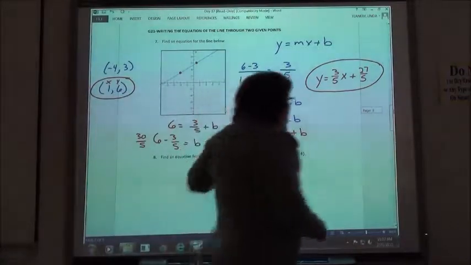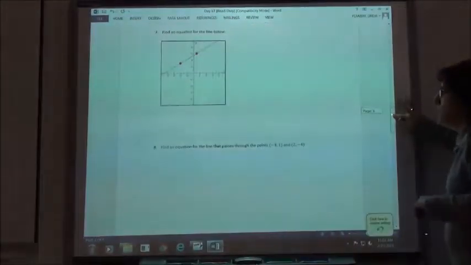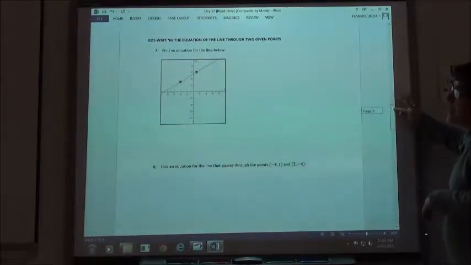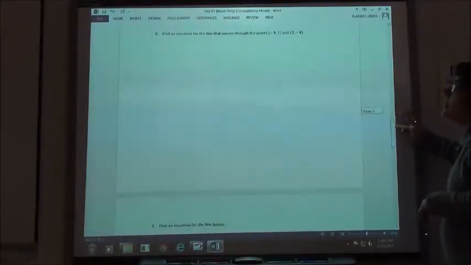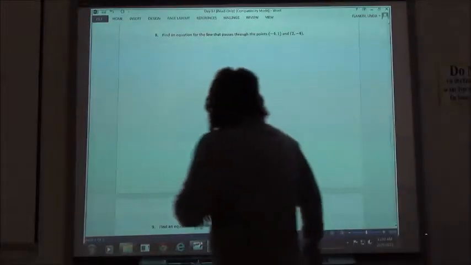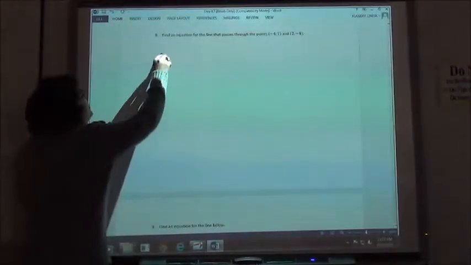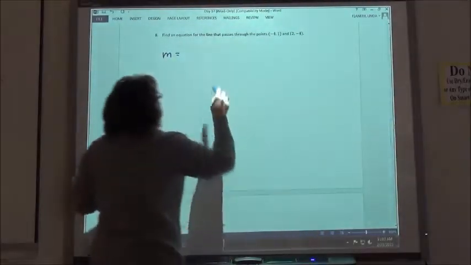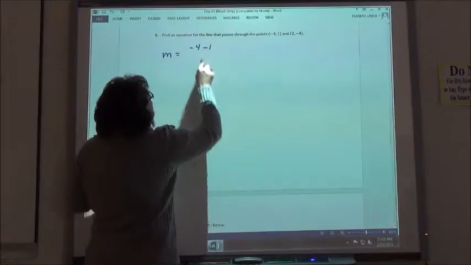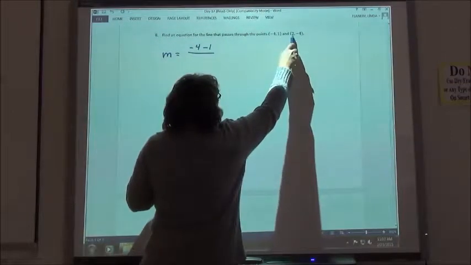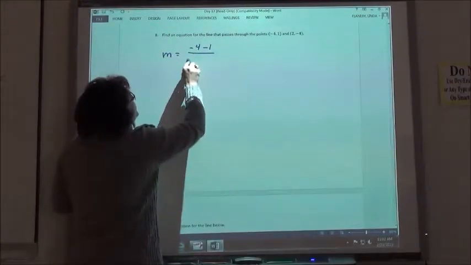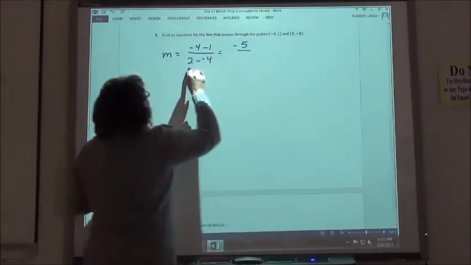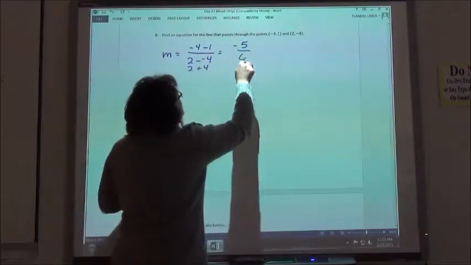Now sometimes they don't give you the graph, and that's why I always have you do the formula for slope, because yeah, we know if we have the graph, we could have just counted the slope instead of using the formula, but sometimes they're not going to give you the graph and you have to use the formula. So I'm going to find my slope, the y from point 2 minus the y from point 1, so negative 4 minus 1. The x value from point 2 minus the x value from point 1, so 2 minus negative 4. So I'm going to get negative 5. This is going to be 2 plus 4, so 6.